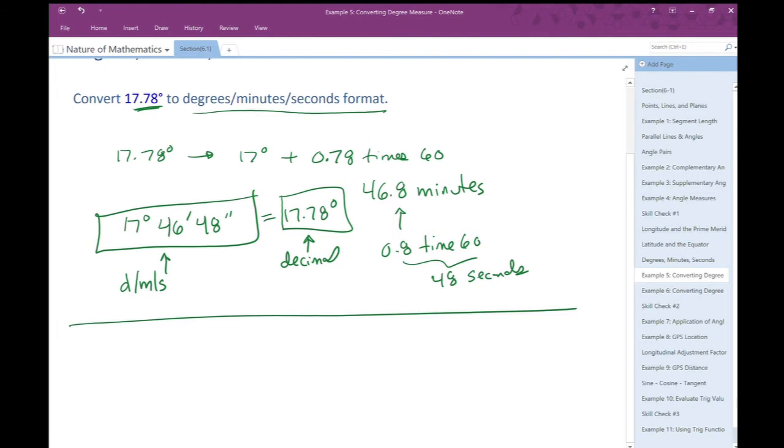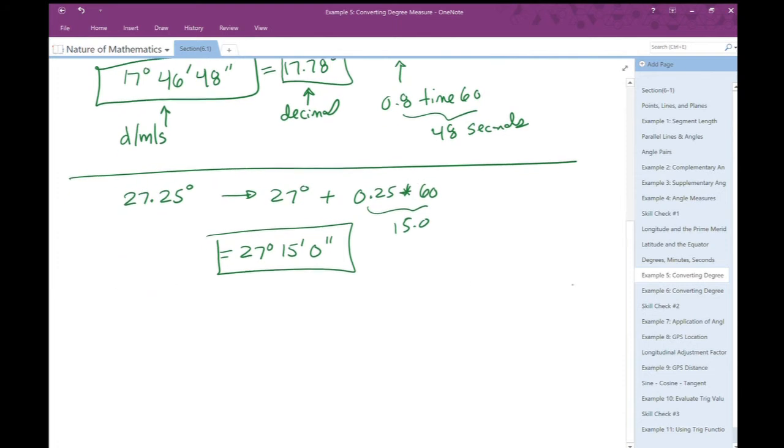So let's do another example. 27.25 degrees. This is 27 degrees plus 0.25 times 60. That gives us 15.0. So we would say that this is equal to 27 degrees, 15 minutes, and 0 seconds. Let's do one more. 198.17 degrees.